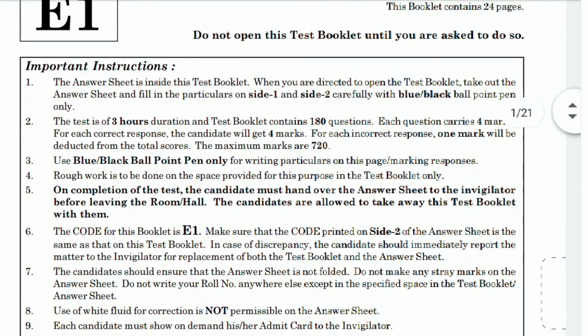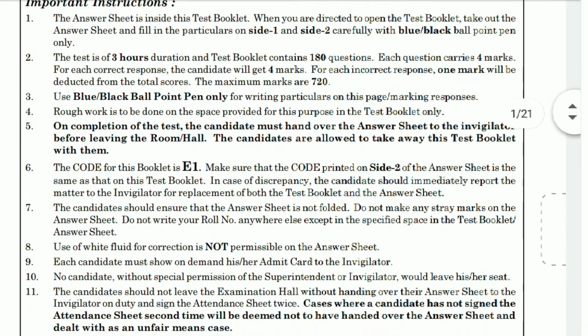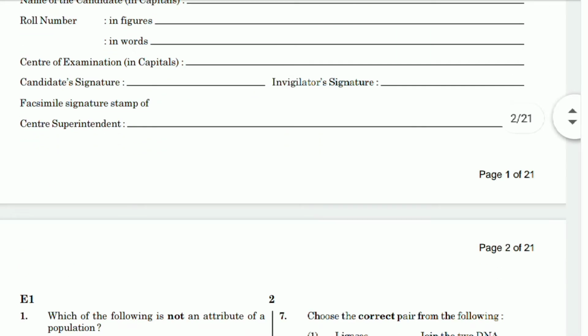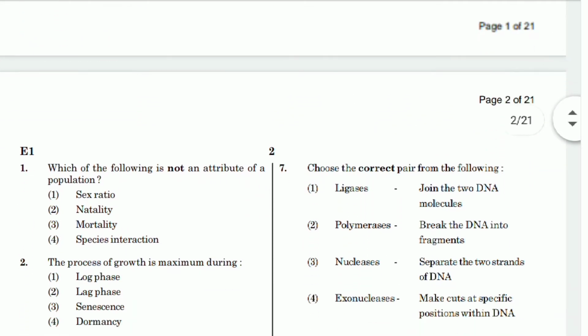Hello all, in today's video we are going to discuss the top 30 questions from the biology section in NEET 2020. The first question is, which of the following is not an attribute of population? The options are sex ratio, natality, mortality and species interaction. And the correct answer is option 4, species interaction.